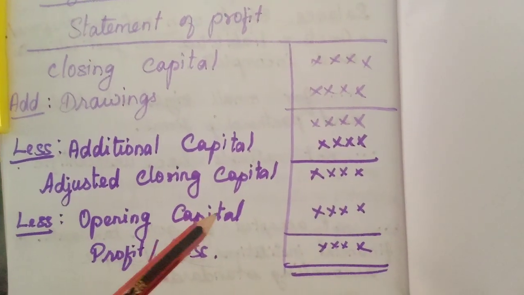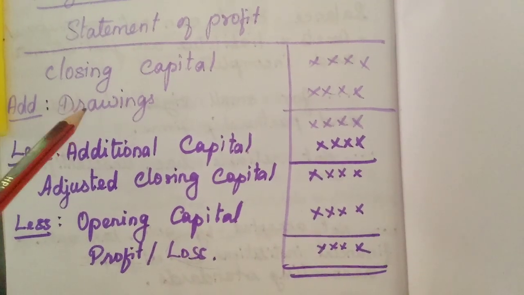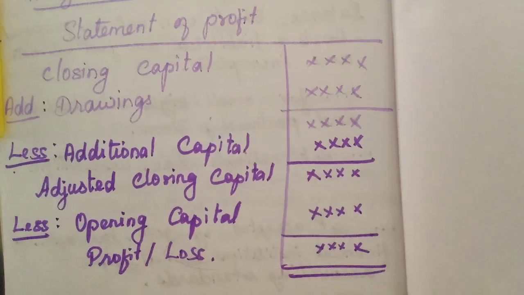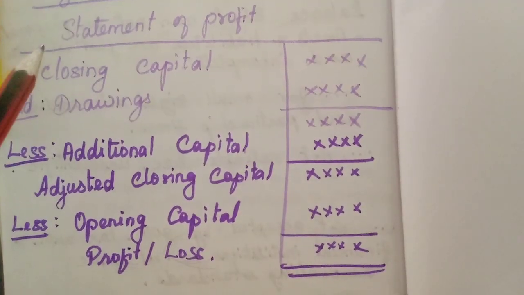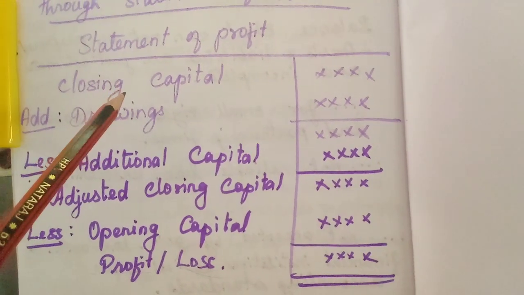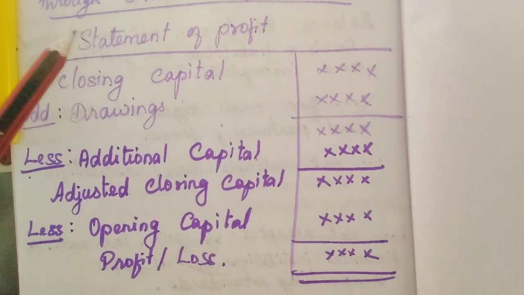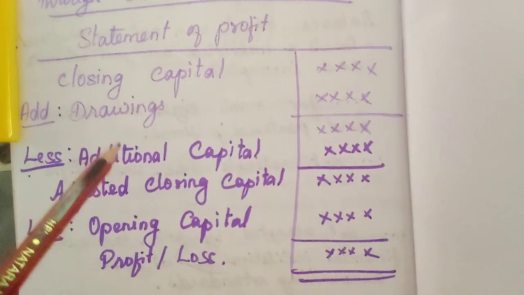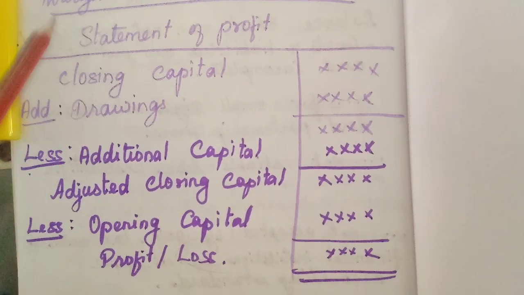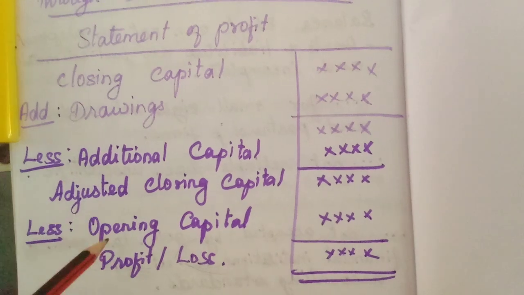Because we are calculating this profit by comparing the capital, this method is called the capital comparison method. And we calculate it if they have given the closing capital and opening capital.